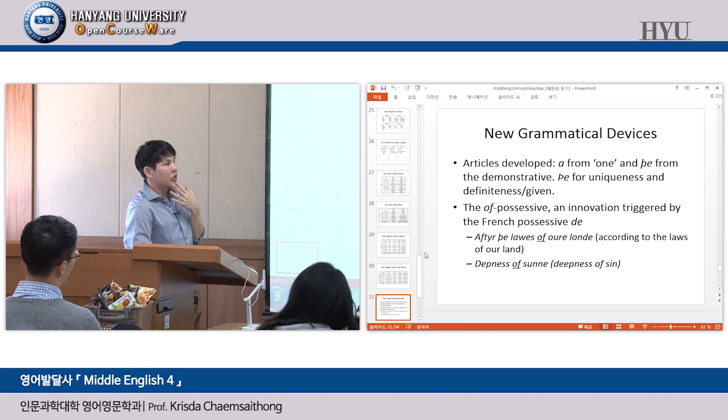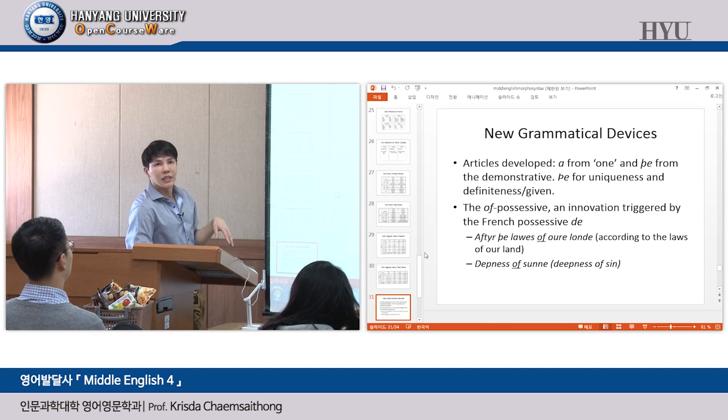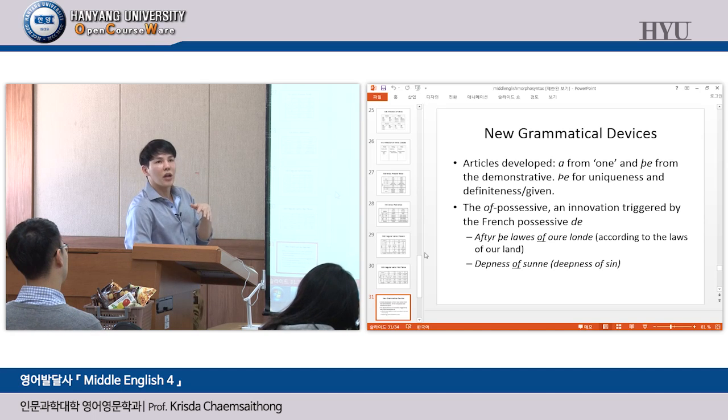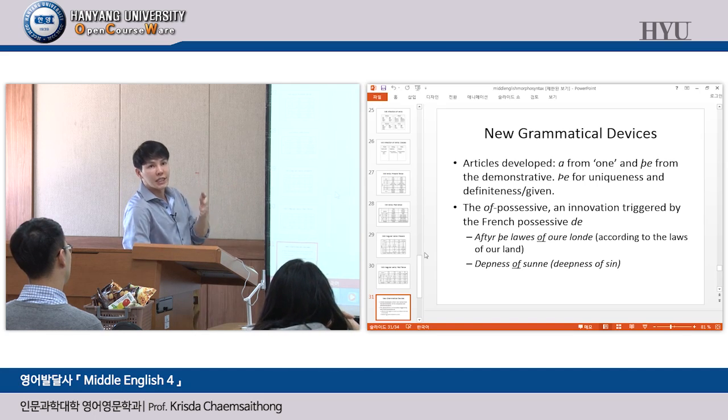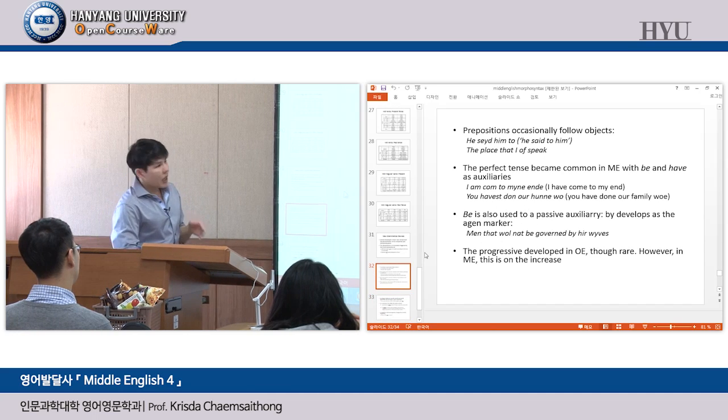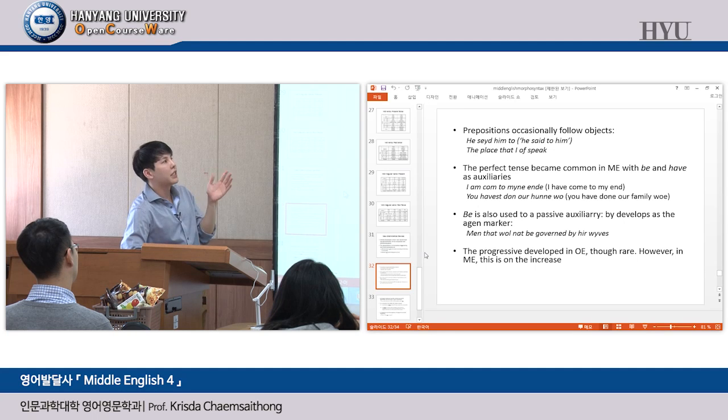The of possessive, also an innovation, a new thing that people borrowed from French. In French, when you want to indicate possession, you use the word de, right? Like after the law of our land. So that's an imitation of the French construction de, right? Deepness of sun, deepness of sin, like that. In Old English, you use the genitive form, but in Middle English, this of possessive is on the rise. And prepositions occasionally follow objects. He said to him, he said him to, like that. The place that I of speak, I speak of, like that. You will see that in Middle English text.